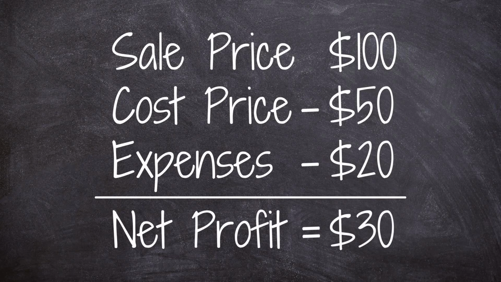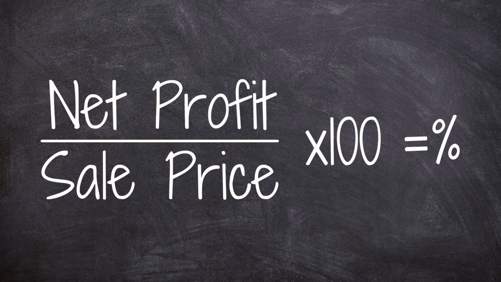And if you want to figure this out as a percentage, what you need to do is divide your net profit figure by the sale price and then multiply that by 100, and this will give you a percentage. So in this example, it's really easy to figure out, and we made a nice 30% profit on this product. That's a pretty awesome profit margin for an e-commerce product. So that is how we can figure out our profit per product.